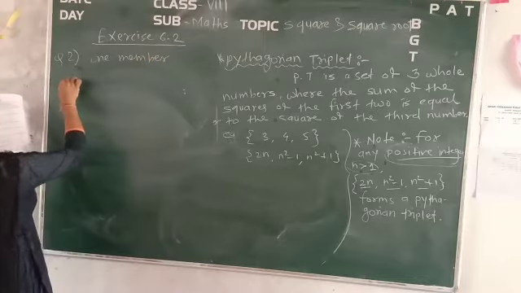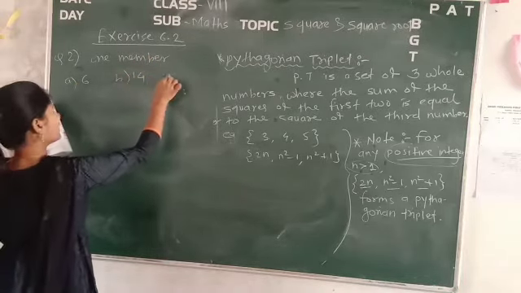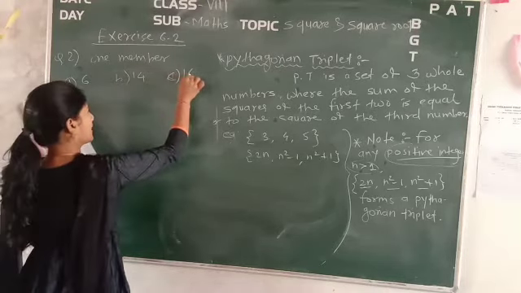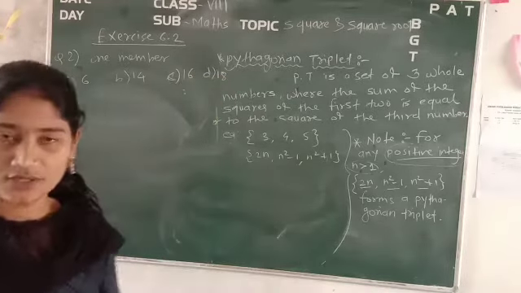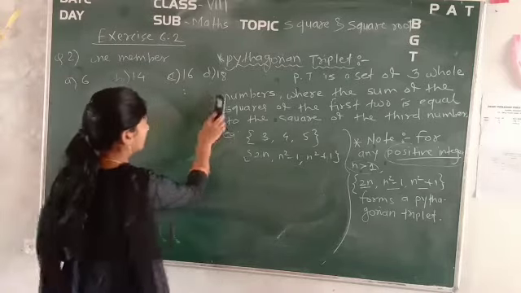Within that, in the first question, one member is given: 6. In the second question, 14 is given. In the third question, it is 16, and in the last one, 18 is given. Now see, I will solve only 2. The remaining 2 you have to solve.